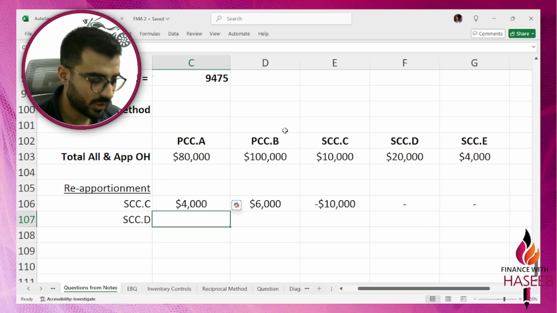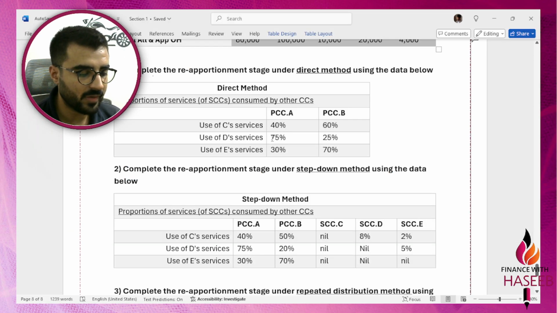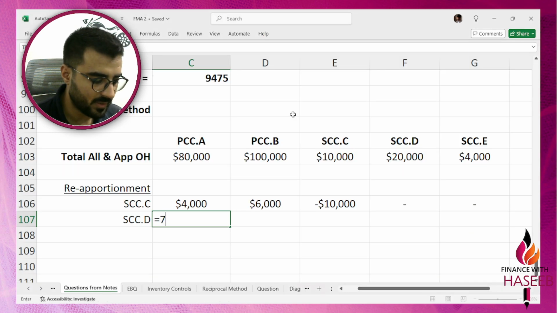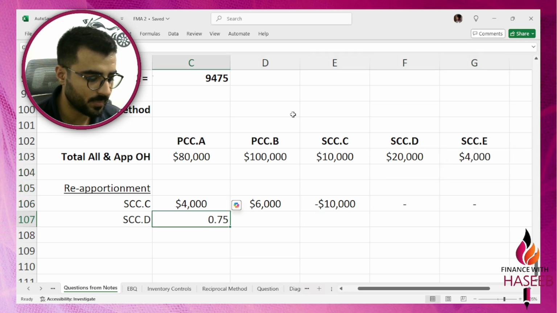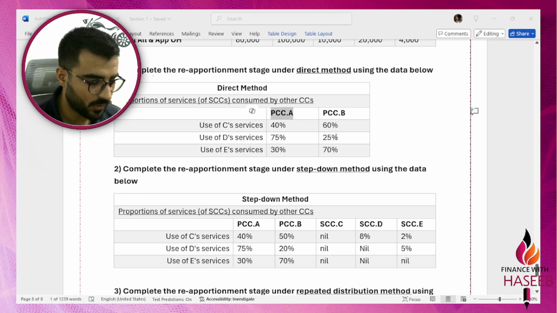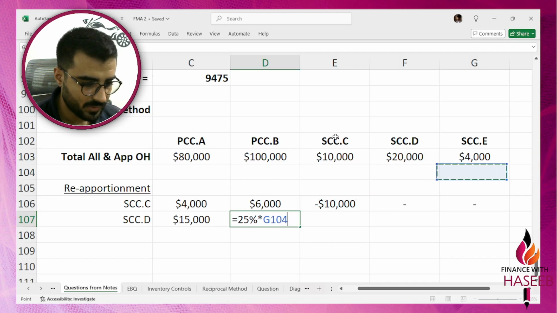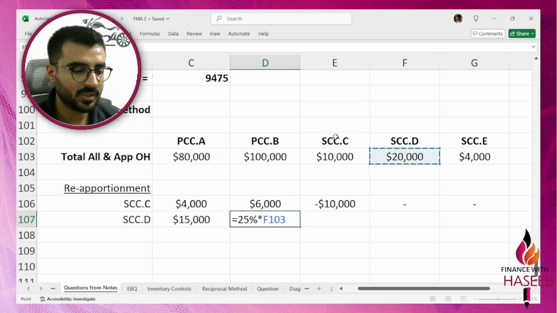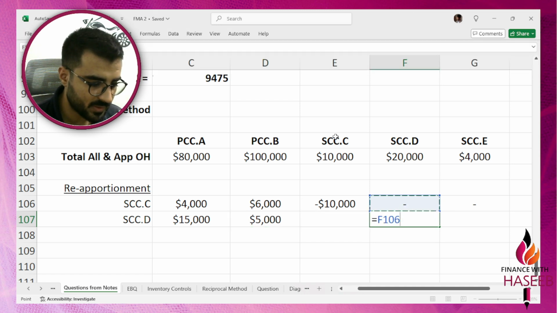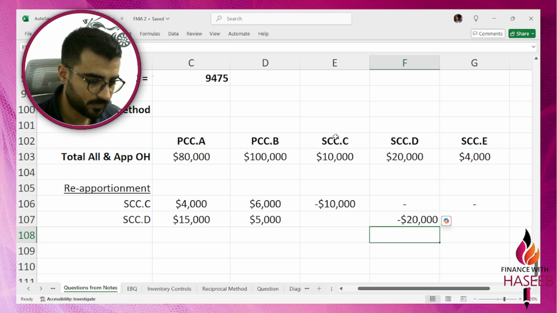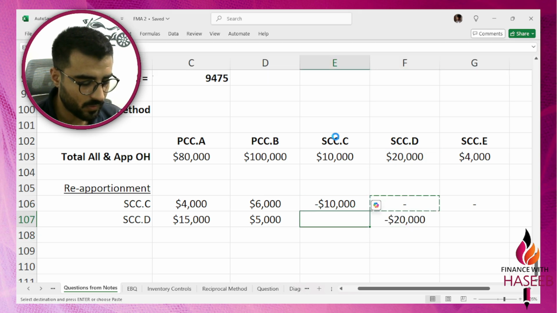Now let's share out service cost center D's overhead. 75% is shared out to production cost center A, so let's calculate 75% of the overhead in service cost center D: 75% multiplied by 20,000. Similarly, 25% is shared out to production cost center B. I will write minus 20,000 here, and no share has been given here.